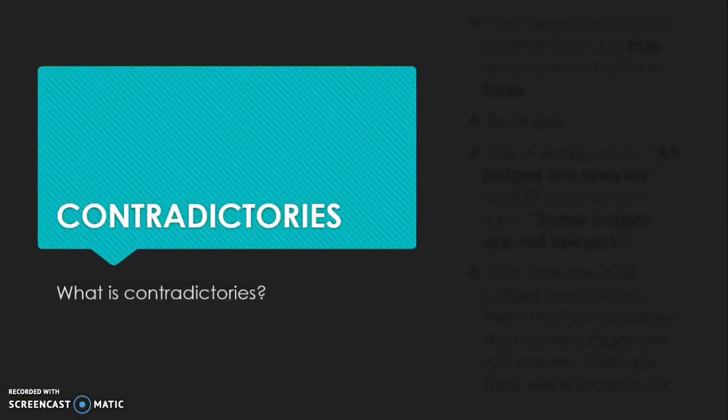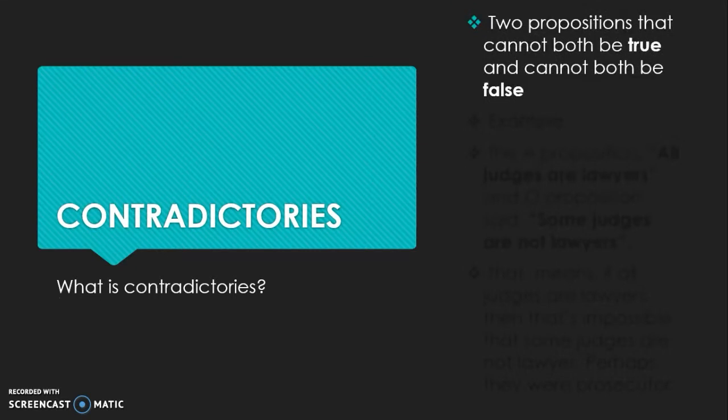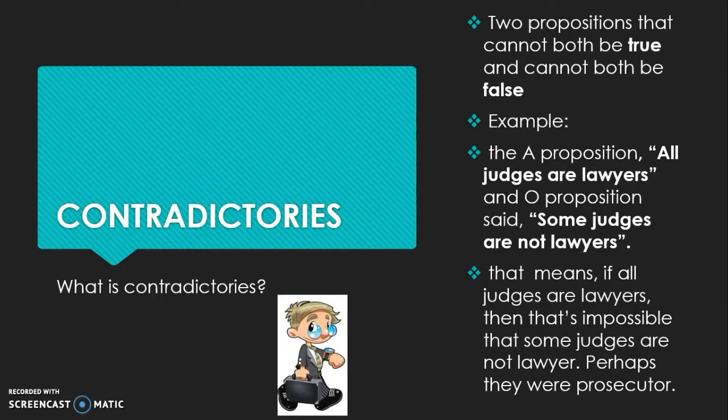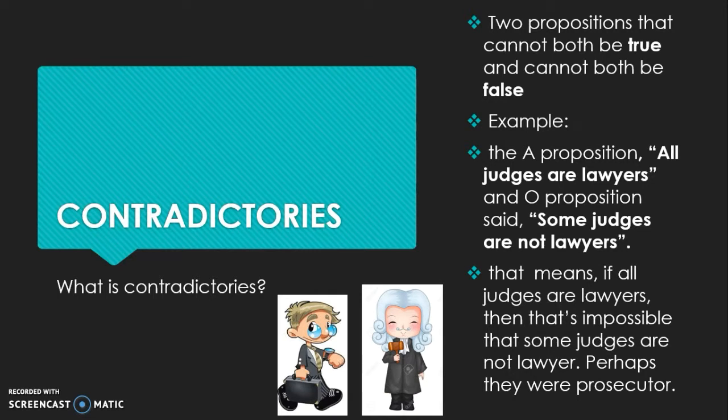Contradictories. What is contradictories? Contradictories are two propositions that cannot both be true and cannot both be false. Example, the A proposition says all judges are lawyers, and the O proposition says some judges are not lawyers. That means if all judges are lawyers, then it's impossible that some judges are not lawyers. Perhaps they were prosecutors.